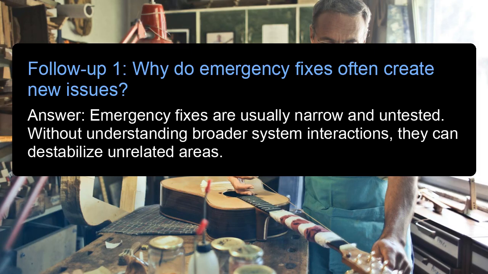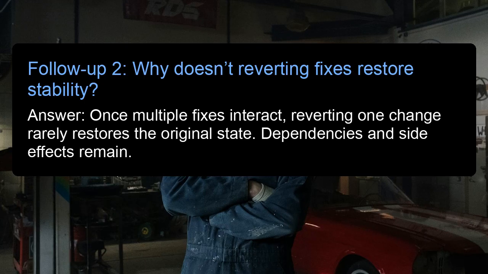Follow-up 1. Why do emergency fixes often create new issues? Answer: emergency fixes are usually narrow and untested. Without understanding broader system interactions, they can destabilize unrelated areas. Follow-up 2. Why doesn't reverting fixes restore stability? Answer: once multiple fixes interact, reverting one change rarely restores the original state. Dependencies and side effects remain.